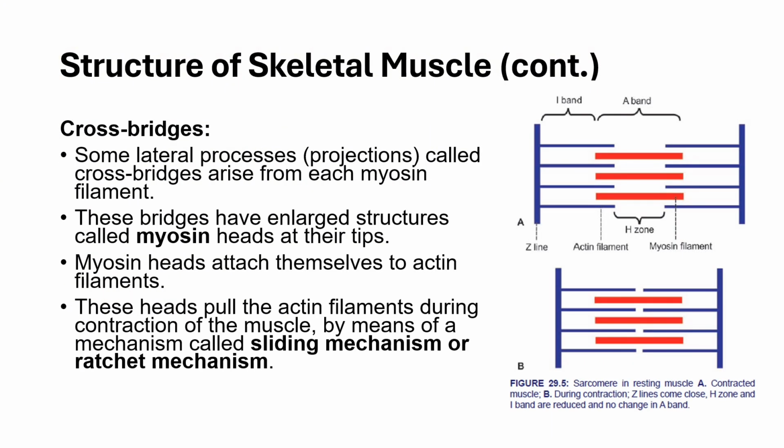Now let's discuss the role of cross bridges in muscle contraction, which are vital components of the sliding filament mechanism. So the question arises, what are cross bridges? Cross bridges, also called myosin heads, are lateral projections that arise from each myosin filament. At the tip of these projections are myosin heads, which are enlarged structures specifically designed to interact with actin filaments. So how do cross bridges work?